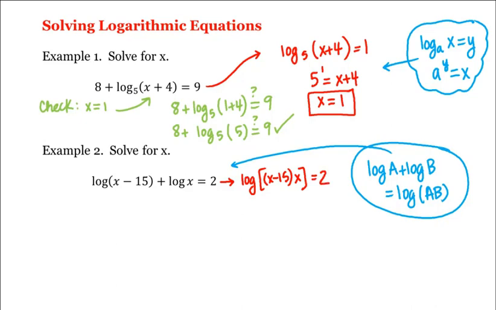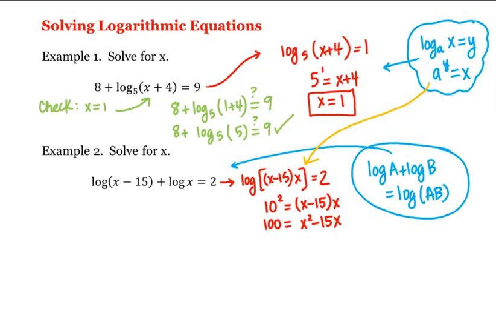And now we can convert this into exponential form again by using this equivalence here. And remembering, though, that log means log base 10. That is, this equation is equivalent to 10 raised to the second power is equal to x minus 15 times x. Or 100 is equal to, and now distributing our x, we have x squared minus 15x. And bringing all the terms to one side gives us that x squared minus 15x minus 100 is equal to 0.